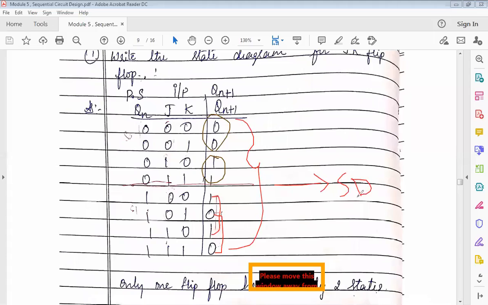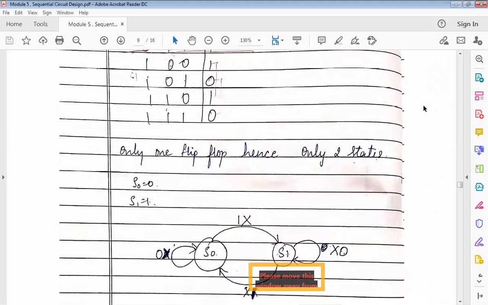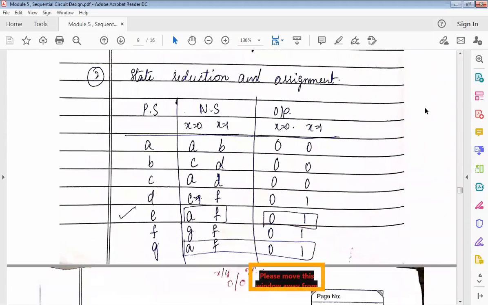If I can do this successfully, then that means I have mapped my S0 and S1 in a proper manner to my state diagram, right? So today we will discuss another new concept, which is called state reduction and assignment.